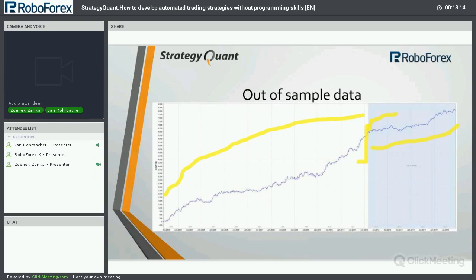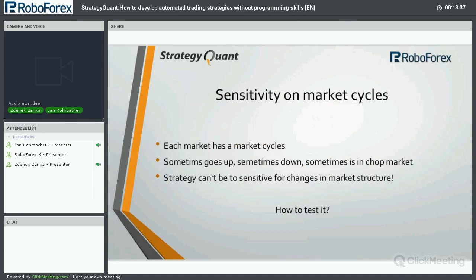So this is the first test. This is a very simple test, but very important, because we can see how the strategy behaves out of the optimization period. Here we have, let's say, 3 years of out of sample data, and we can see that this strategy was still profitable. So this strategy passes this first test.